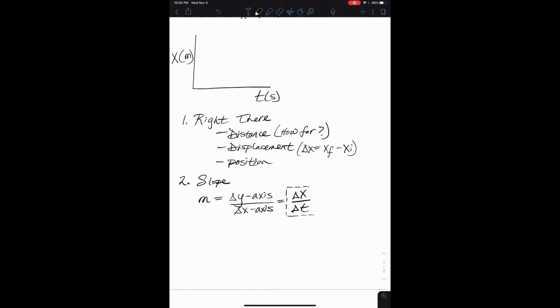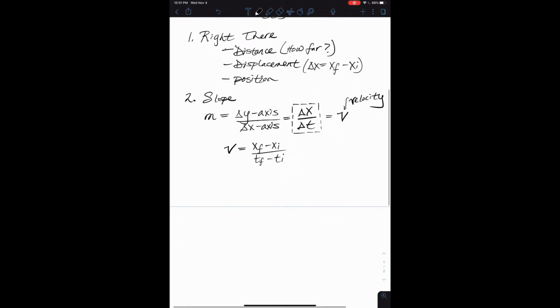And here's where, if this was a test, you would use your formula sheet and find, well, what is delta x over t? And you could see that that's equal to velocity. So, all right, there you have it. So slope is velocity. You can then also write that when you calculate velocity as splitting that delta x up into xf minus xi over tf minus ti.